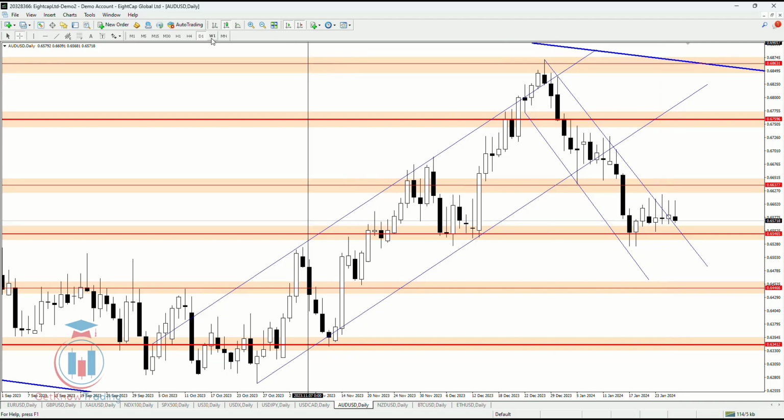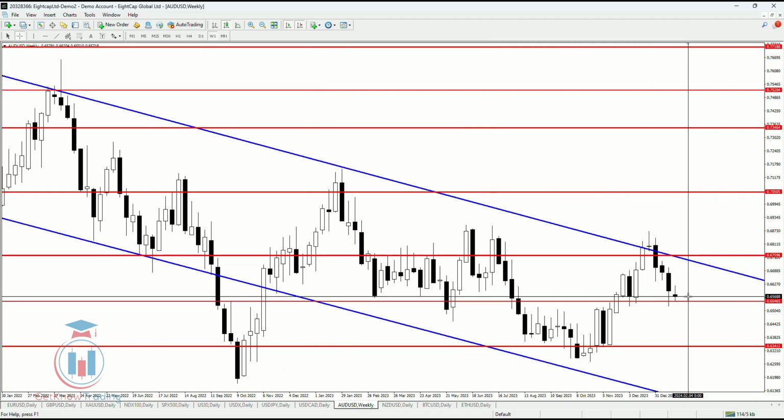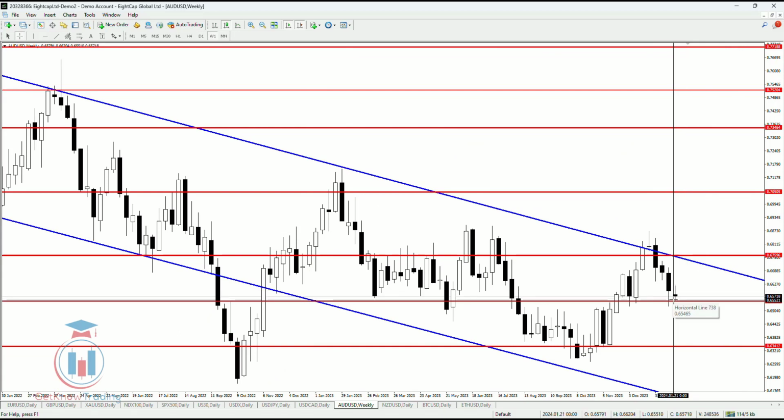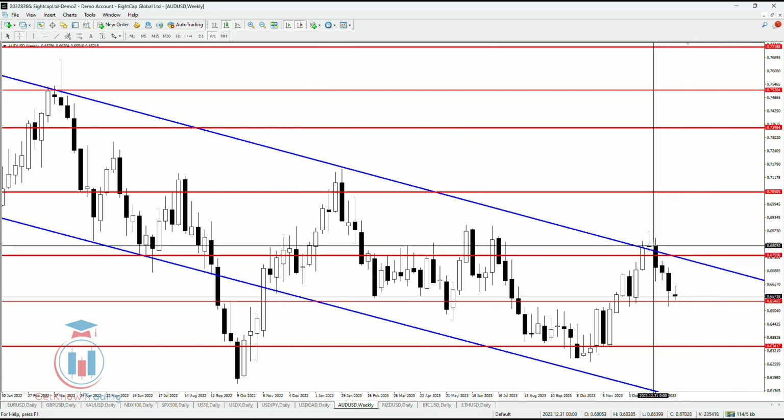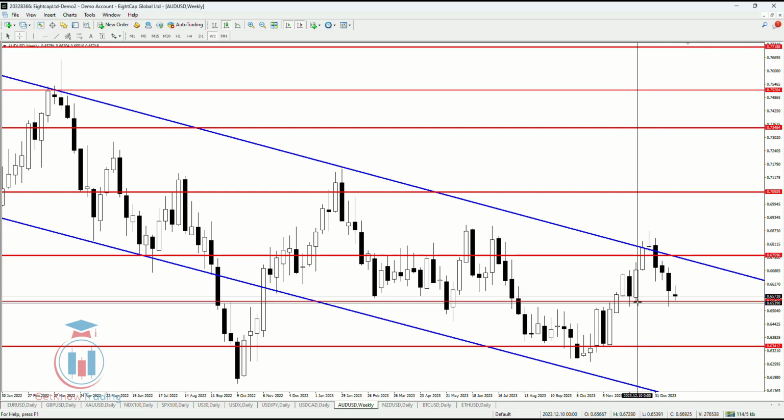On the weekly time frame, we can see that this week has closed as a bearish one compared to the previous 3 weeks, which were also bearish, but the price started to stop just right here and did not close below this very critical level on the weekly time frame, which is 0.656.